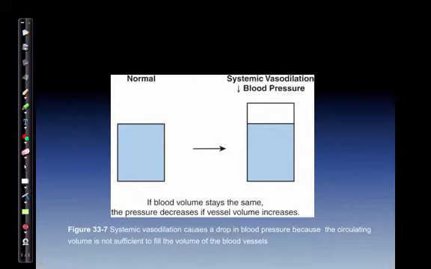This is figure 33.7. Systemic vasodilation causes a drop in blood pressure because the circulating volume is not sufficient to fill the volume of the blood vessels, and that is because blood vessels that started off like this, from whatever cause of the dilation, now are this, so your container is larger.